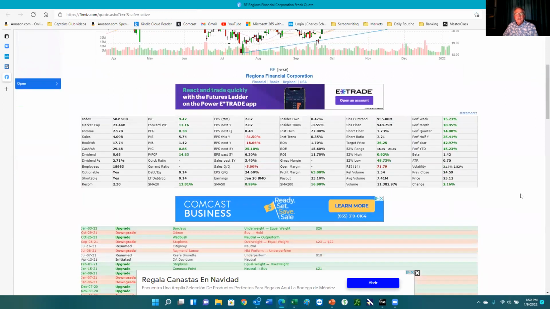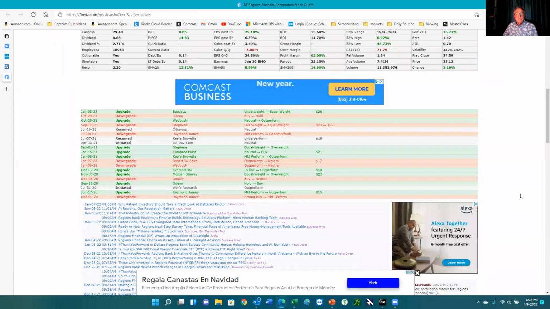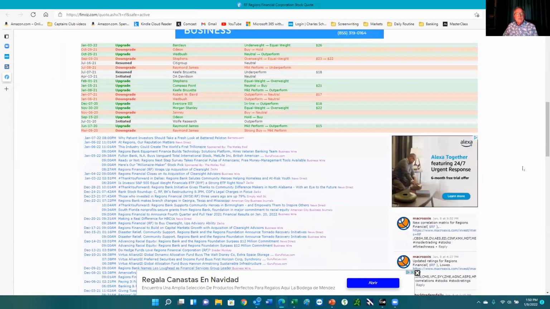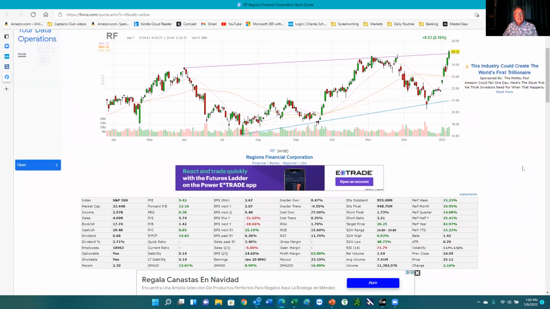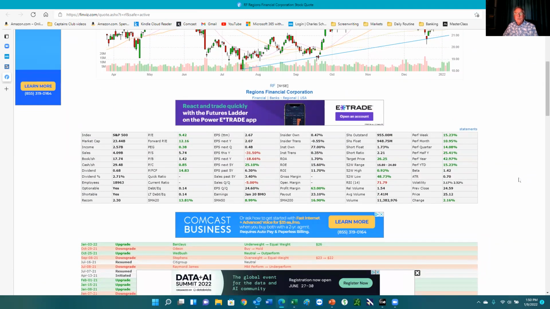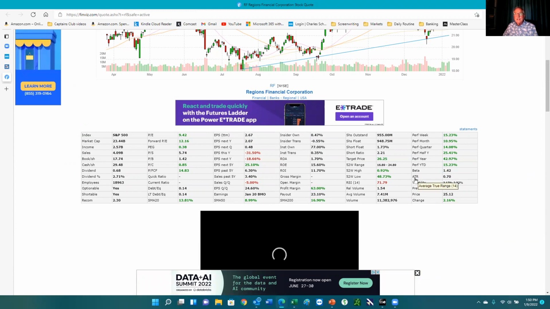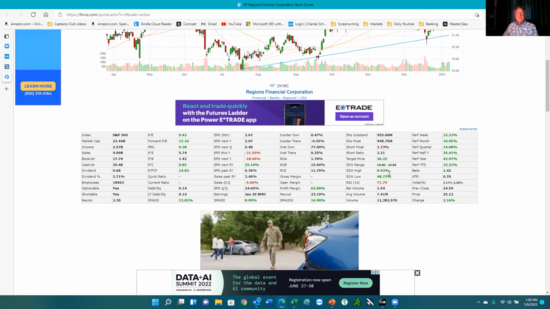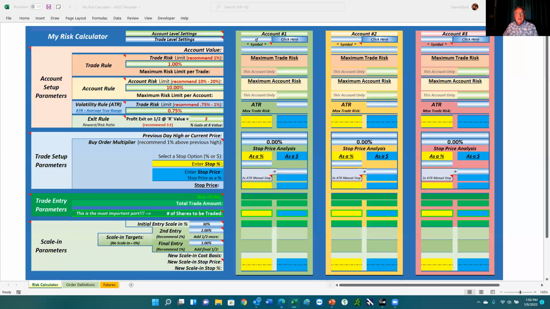Down here, it's got lots of other things. It shows you the upgrades and downgrades. Actually, it has an upgrade on January 3rd. That's interesting. It shows you a bunch of the news and other components about the particular stock. The one thing that we want to find is the ATR, which is right here: 0.7, 70 cents. So now when we go back to our spreadsheet, we put in 70 cents right here.